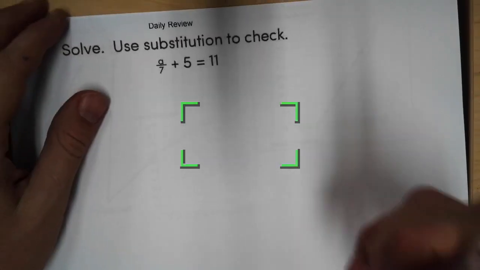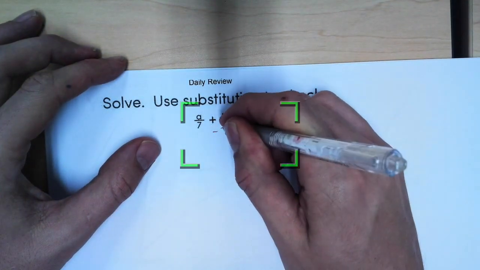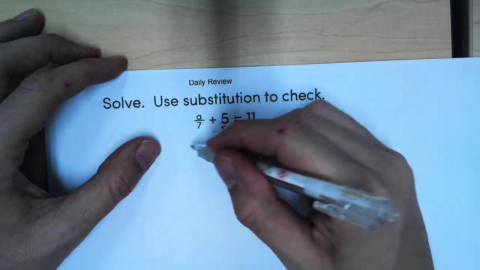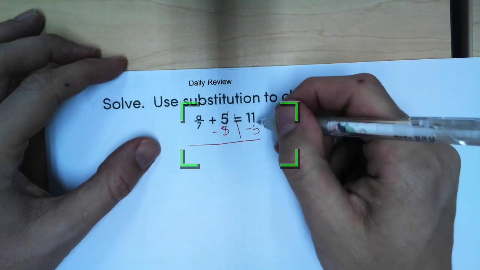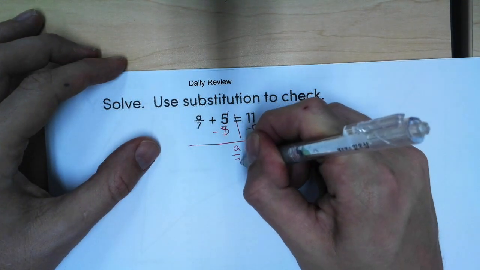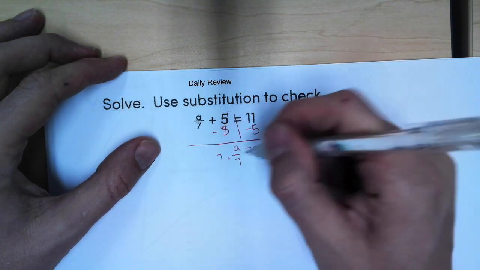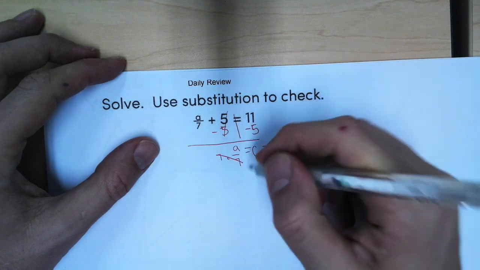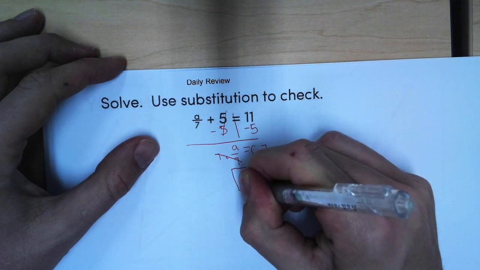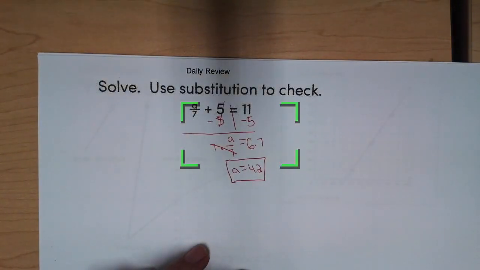It's time for our daily review. Since we have an equation, we'll start by doing the opposite operations. The opposite of plus 5 is minus 5. 11 minus 5 is 6. We're left with a over 7 on the left side. Now we have to multiply both sides by 7. And a equals 42. That's going to be it for our daily review.